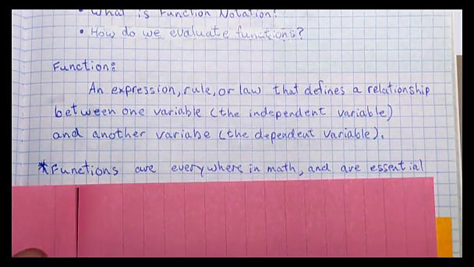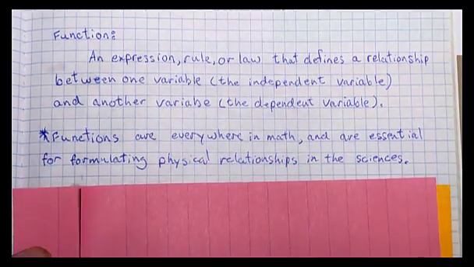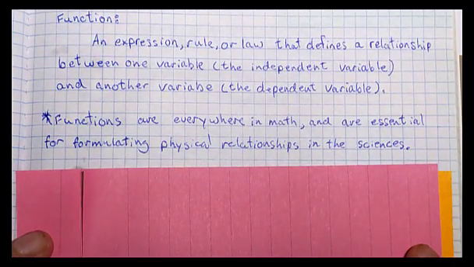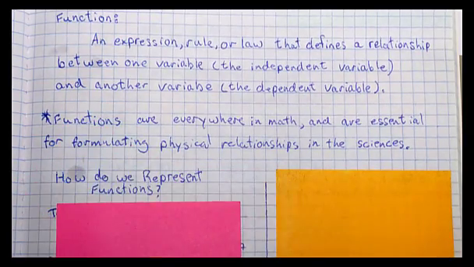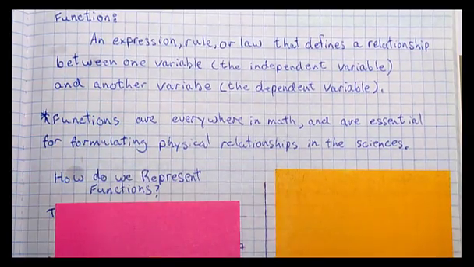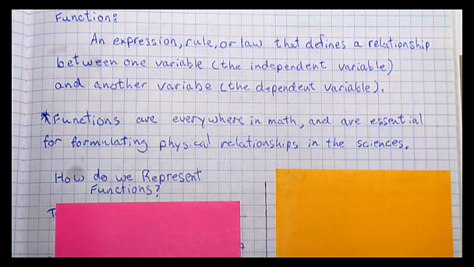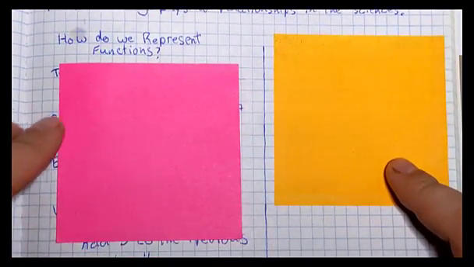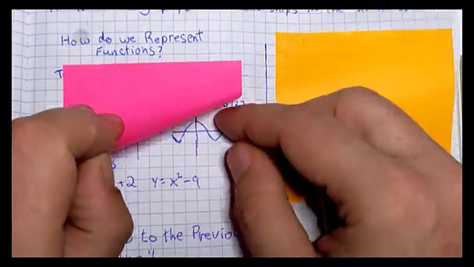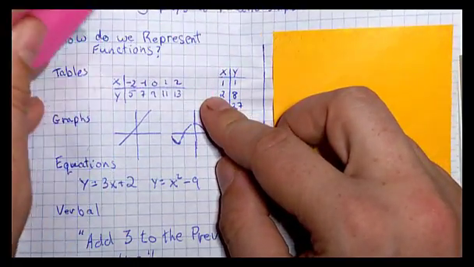Functions are everywhere in math and are essential for formulating physical relationships in the sciences. So you will hear independent variable and dependent variable a lot in your science class. Now, how do we represent functions? So we represent functions mainly in 3 or 4 different ways.